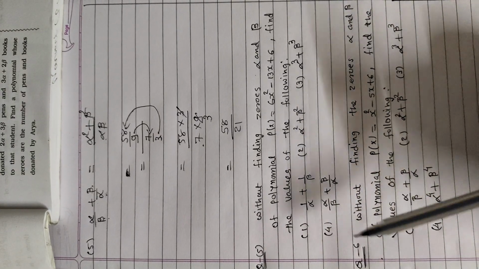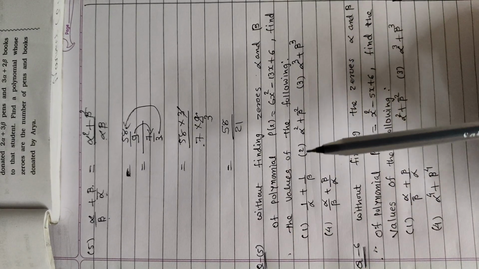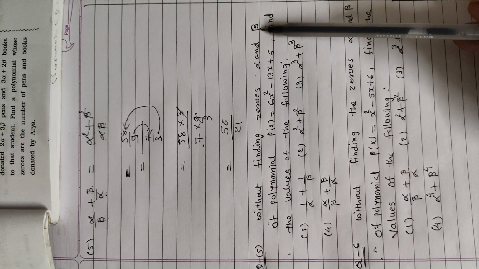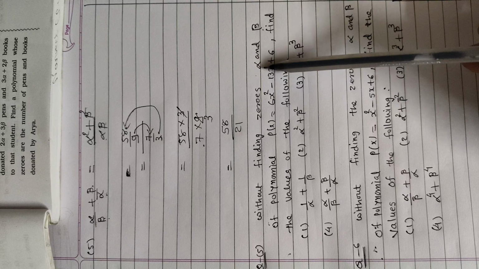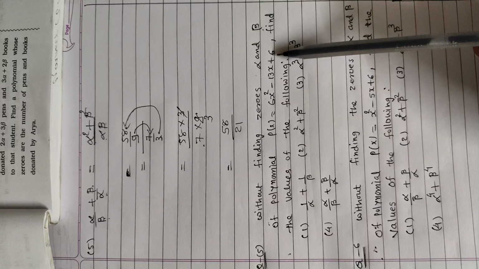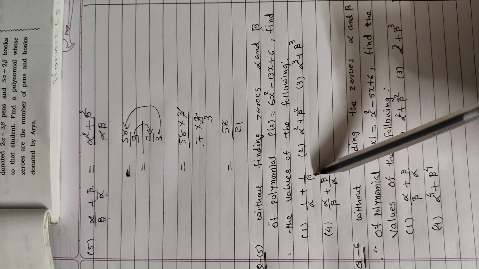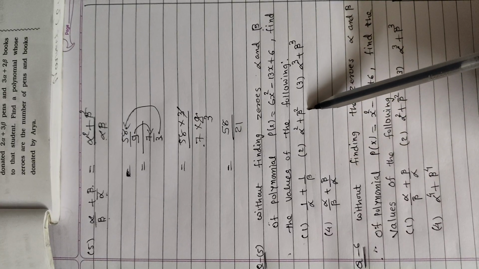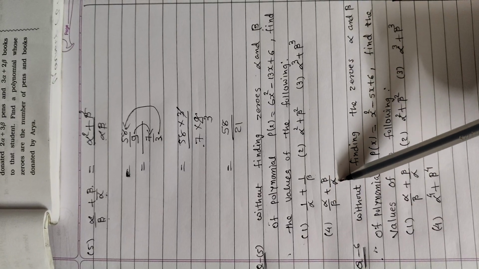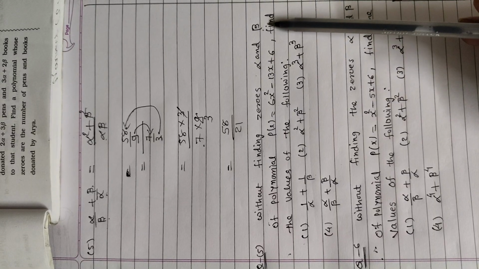Here there are two questions, question 5 and question 6. Both these questions are related to the above examples. Without finding zeros alpha and beta of the polynomial p of x, 6x square minus 13x plus 6, find the values of the following: 1 upon alpha plus 1 upon beta, alpha square plus beta square, alpha cube plus beta cube, alpha upon beta plus beta upon alpha. We have to find all these four without finding the zeros alpha and beta.